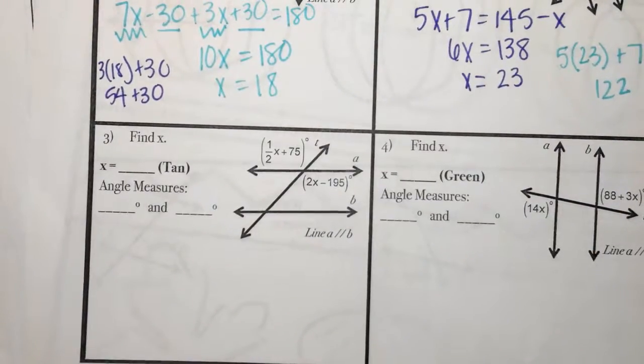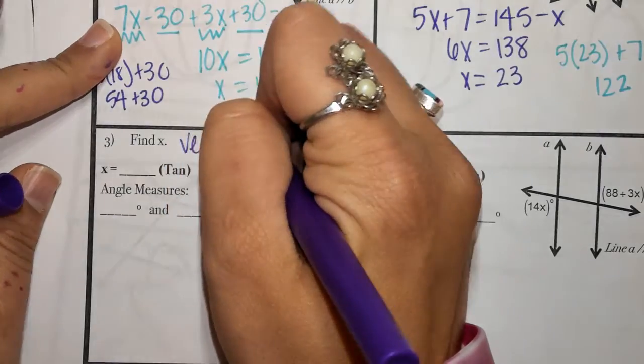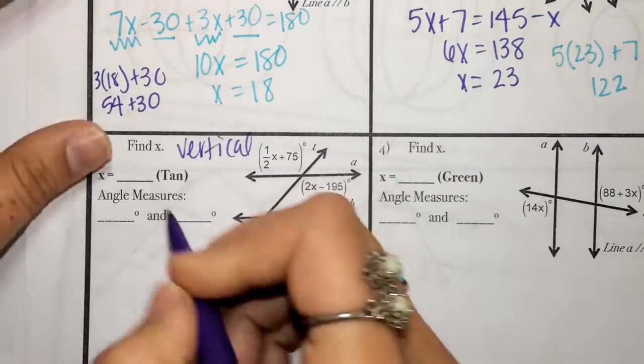Everybody look at number 3. What type of angles are number 3? Vertical. And what do we do with vertical angles?